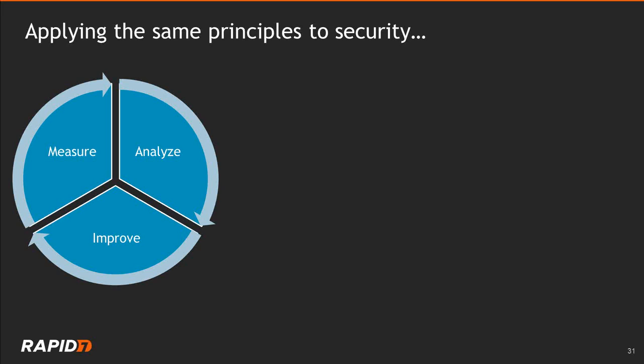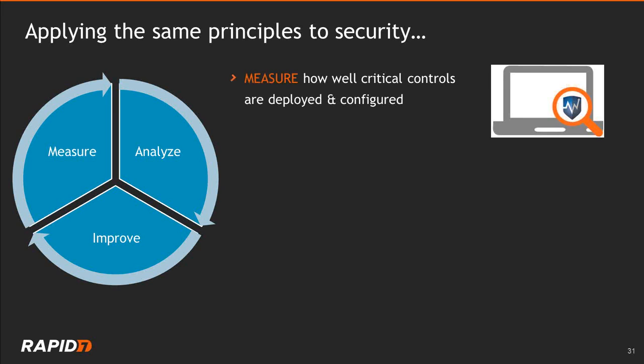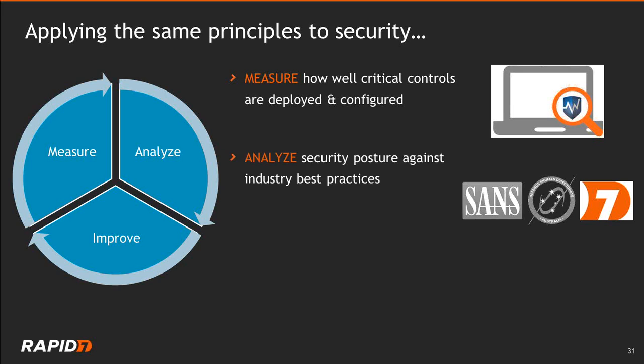Looking at the RAPID7 Controls Insight, we use that same measure, analyze, improve cycle to look at your security controls. First, we measure how well those controls are deployed and configured throughout your organization. And I say deployed and configured, there are two things. If you have an antivirus out there, but it's not configured properly, it's not up to date, how good is that tool out there? Next, we analyze and look at your measurement, your rating against best security practices.